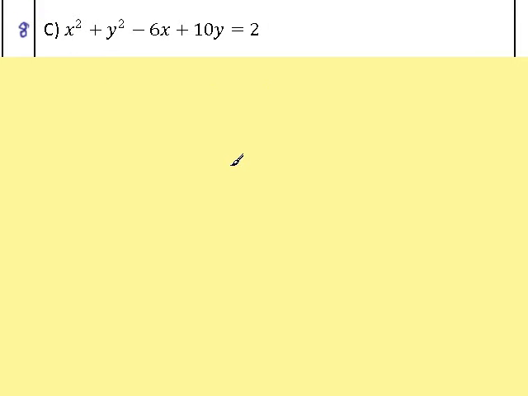Now in 8c, our circle is not written in standard form, so we're going to complete the square in order to get it into standard form. So first we'll put the terms with x together. So we have x squared minus 6x, and we'll leave a space for completing the square. And then the y terms, so we have y squared plus 10y, and again leave a space, is equal to 2, and then 2 spaces so that we make sure that whatever we add to the left, we're going to add to the right. Okay, so now we're ready to complete the square.